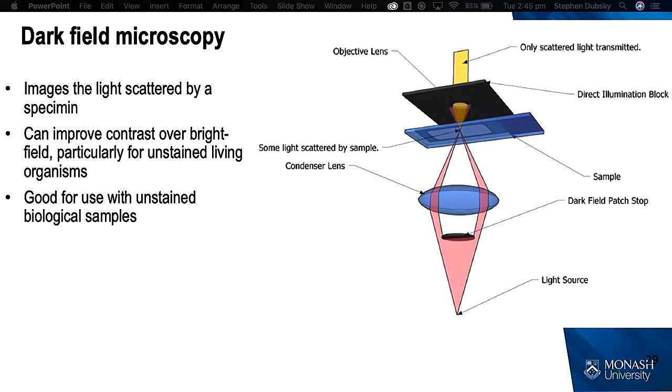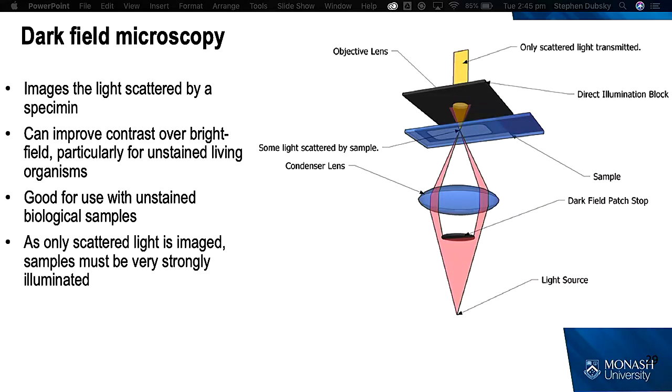It's really good for unstained biological samples, and that's typically what it's used for. So it means we don't have to stain things, we don't have to fix them. It means we can look at living things as well. And often they're aquatic samples.